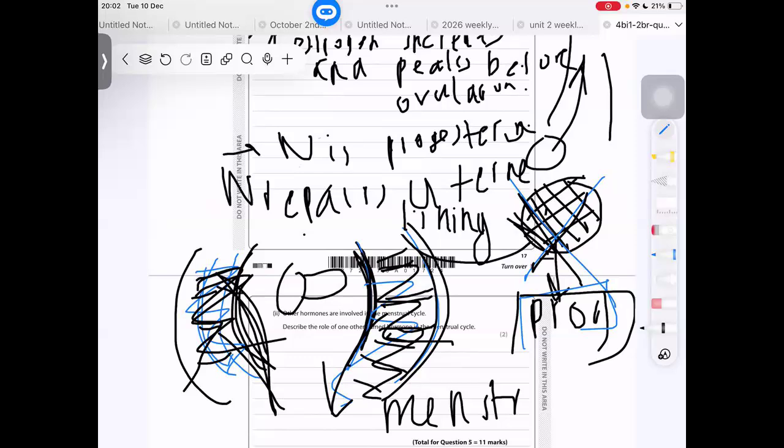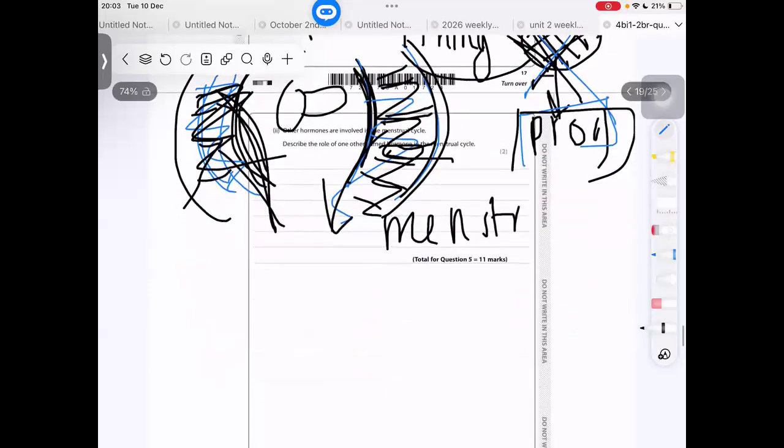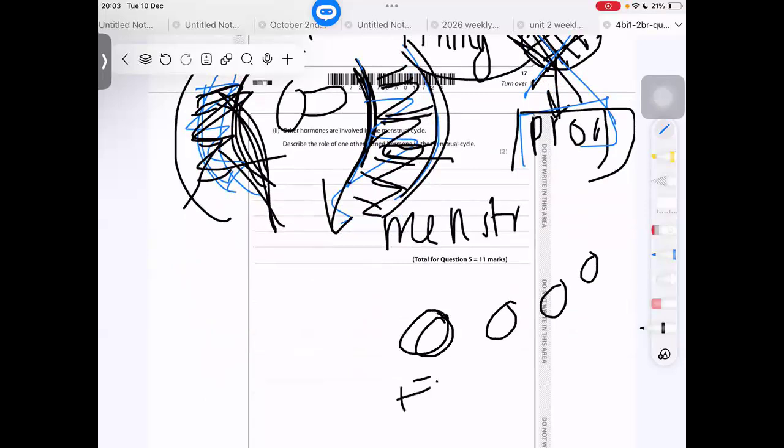It inhibits the hormone called FSH, follicle stimulating hormone. That is why during a pregnancy, another egg is not being matured, because it inhibits the FSH. FSH means follicle stimulating hormone, meaning the follicle is stimulated to grow. The growth of the follicle is inhibited, right?